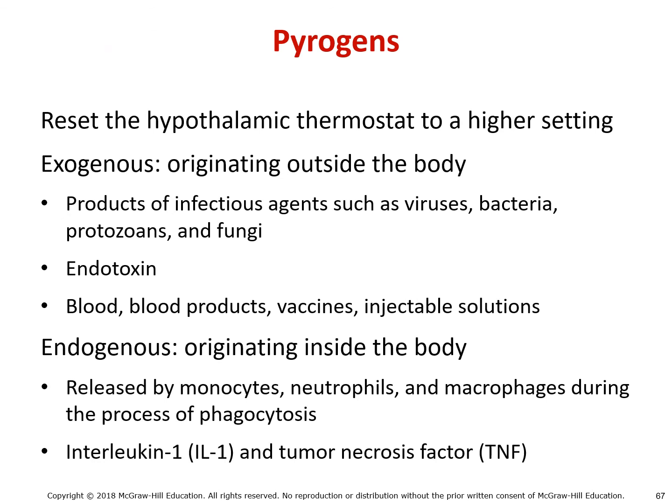So what can help control things like fever? Well, pyrogens. Pyrogens reset the hypothalamic thermostat to a higher setting, again raising the body temperature. So what can cause these things to happen? Well, they can be exogenous or endogenous. Exogenous examples include things like the presence of toxins, or even things like the introduction of vaccines. Endogenous include, again, chemical messages, things like interleukin and tumor necrosis factor, as well as, again, chemicals being released by monocytes, neutrophils, and macrophages.